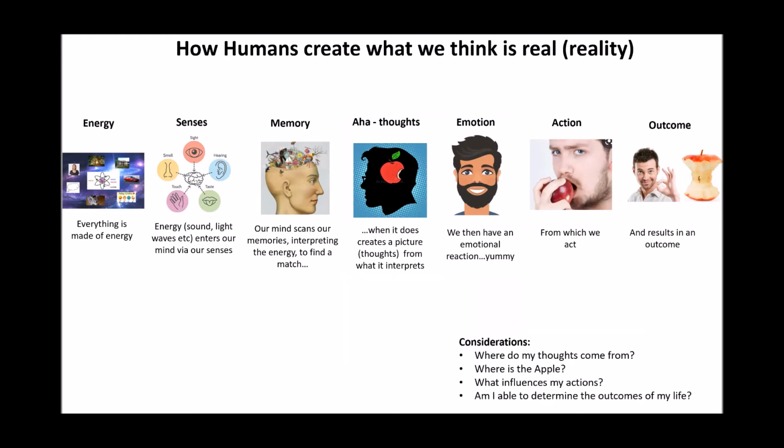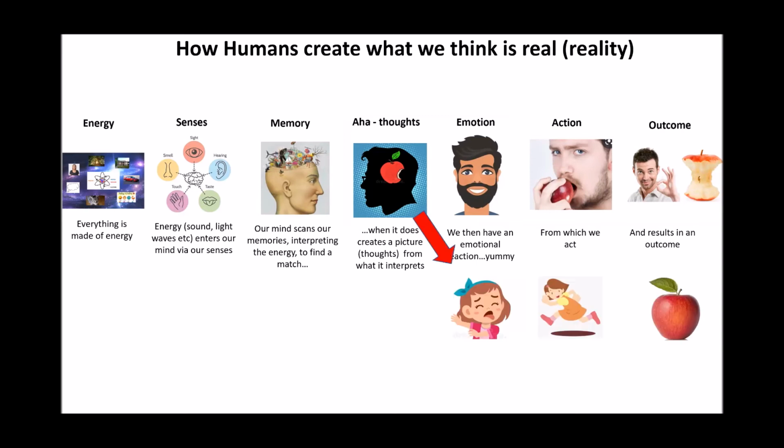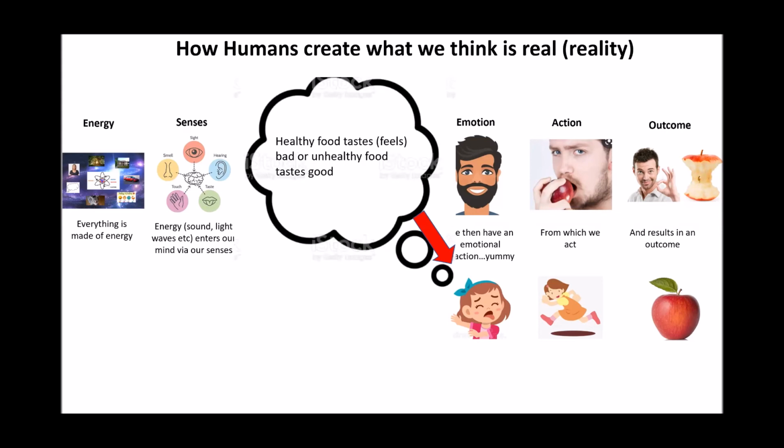So the last consideration was, am I able to determine the outcomes of my life? We've just seen this example here. I'm guessing what was going through this child's head was something along the lines of healthy food tastes bad, or the reverse of that, unhealthy food tastes good. And in this gentleman's case, a thought could be healthy food tastes good and unhealthy food tastes bad.